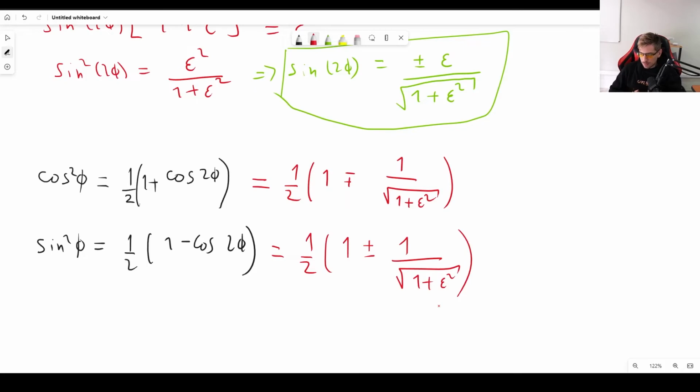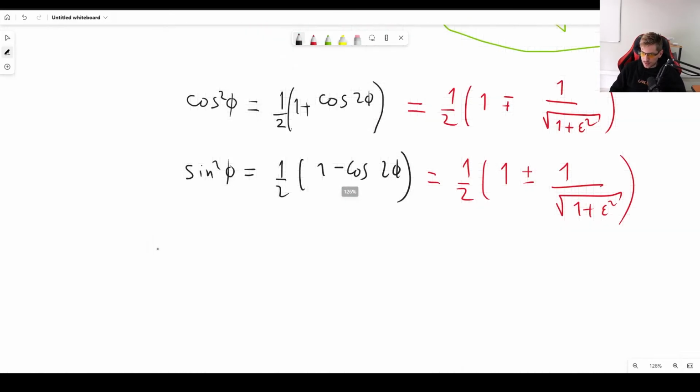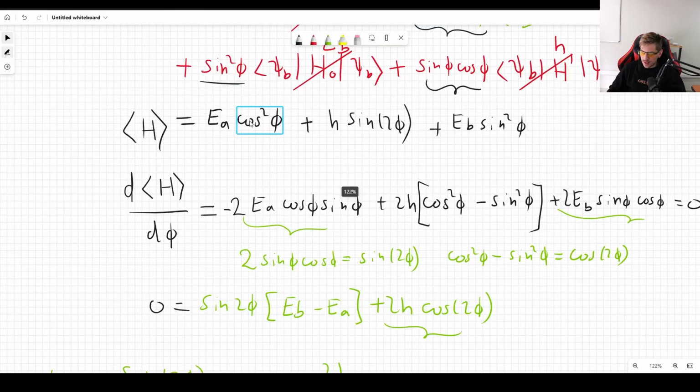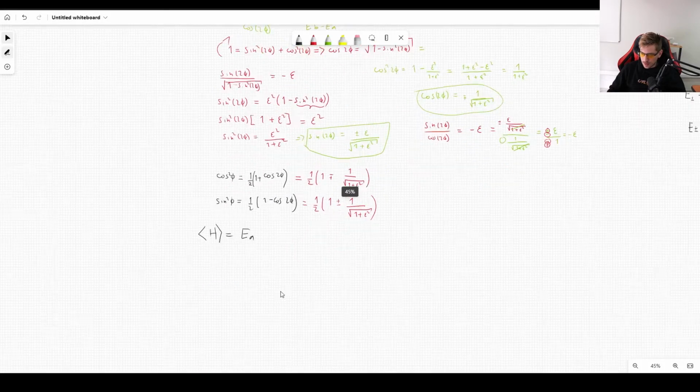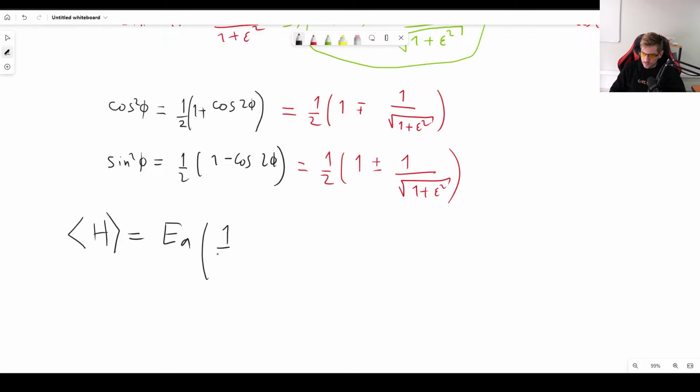So now we can plug all of this back into our Hamiltonian. So I will rewrite it down here. So the expectation value of the Hamiltonian used to be EA times, I think it was cosine squared. Let me double check. Yeah, EA times cosine squared. Now cosine squared is this thing. So it is EA times 1/2. Actually, let me put the 1/2 here. So EA over 2, 1 minus plus 1 over this thing.